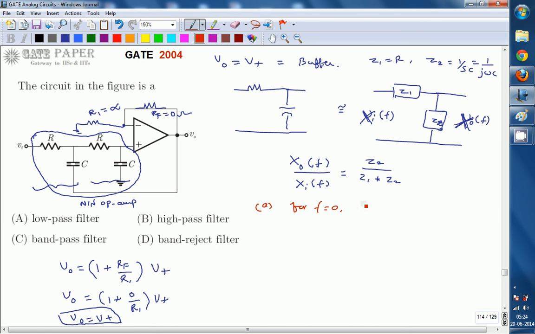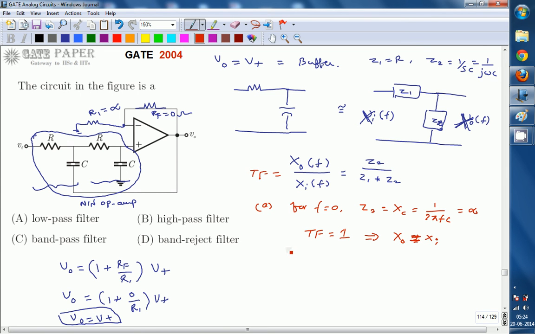When f is equal to 0, Z2 is nothing but the reactance of the capacitance, that is 1 by 2 pi fC. So 1 by 0 is nothing but infinite. By that time X0 by Xi, this transfer function, that is the gain of this circuit, with Z2 infinite, will be equal to 1. So output is going to be equal to input. Input is transmitted towards output. So from this you can write X0 is equal to Xi.